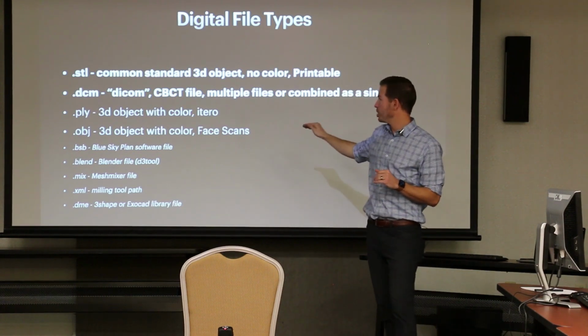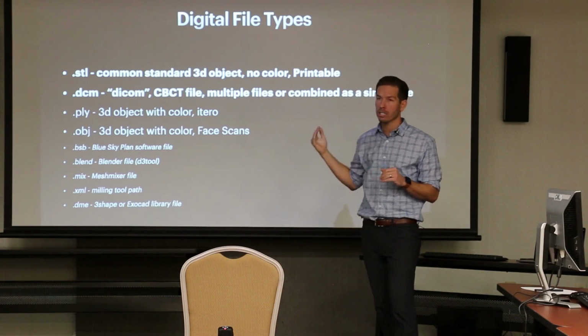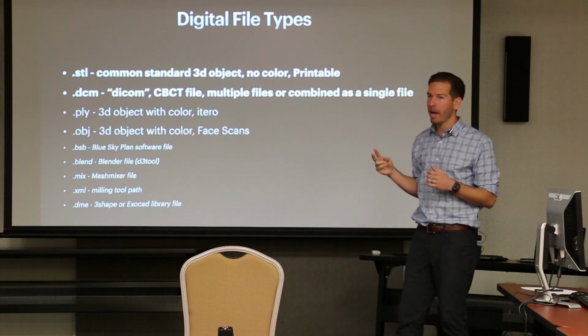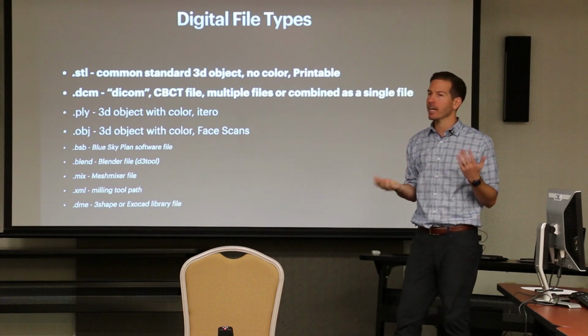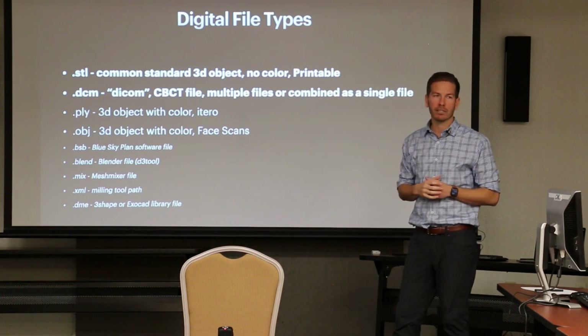PLY and OBJ are other STL-like 3D files, but they have color. In the iTero, it has the ability to export as .ply. That's just a 3D object that has color on it. So when you look on your iTero screen and you see color, that's a PLY file.